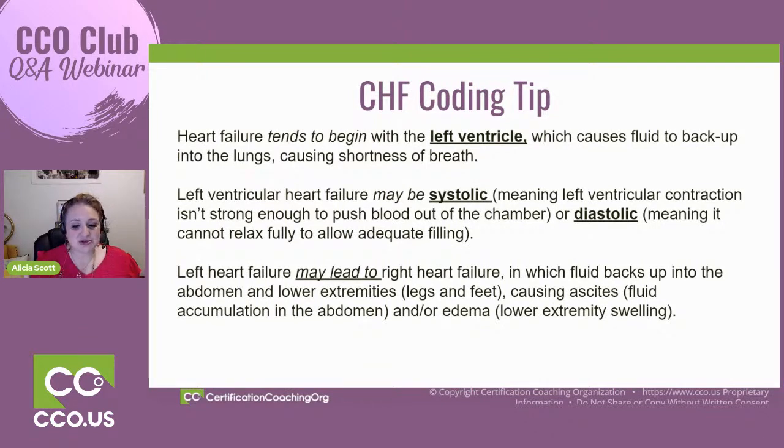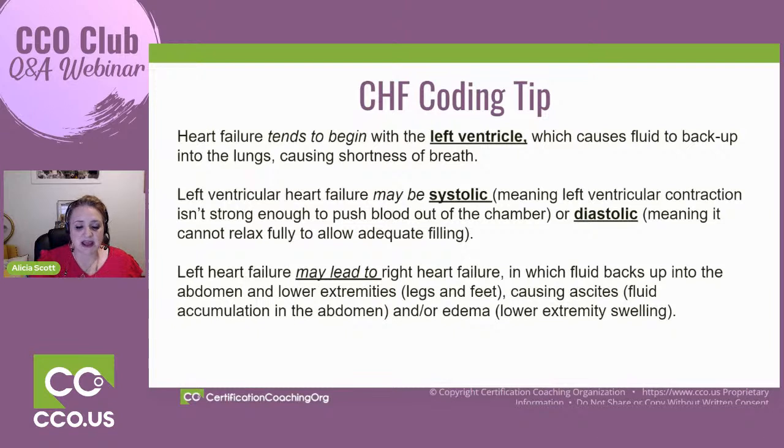Hey, I've been really short of breath. I've got tightness in my chest, and I can't walk across the room like I used to. Then we get left ventricular heart failure. It can be systolic, maybe systolic. Now, that's still the left ventricle. It just isn't strong enough to pump that.